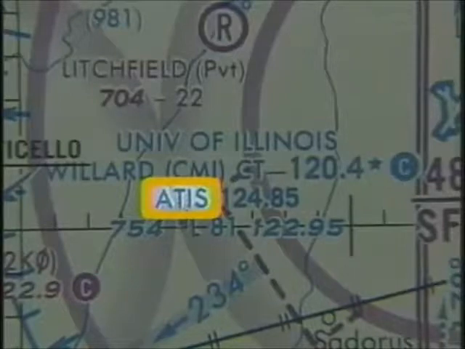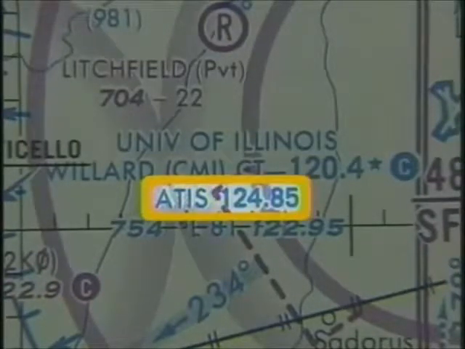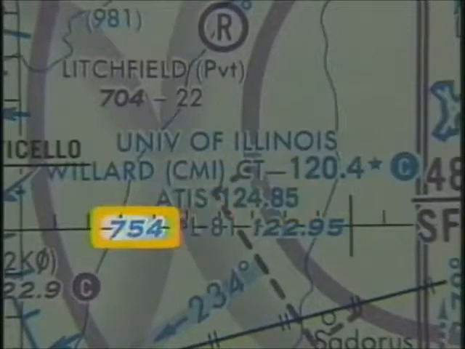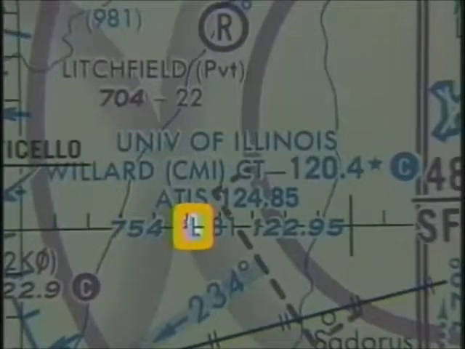ATIS stands for Automatic Terminal Information Service, which is broadcast on a VHF frequency of 124.85. This pre-recorded message will give you vital information on airport conditions. 754 is the elevation of the airport in feet. The L indicates runway lighting, and the star tells you that lighting limitations exist. In this case, you should refer to the airport facility directory for more information.